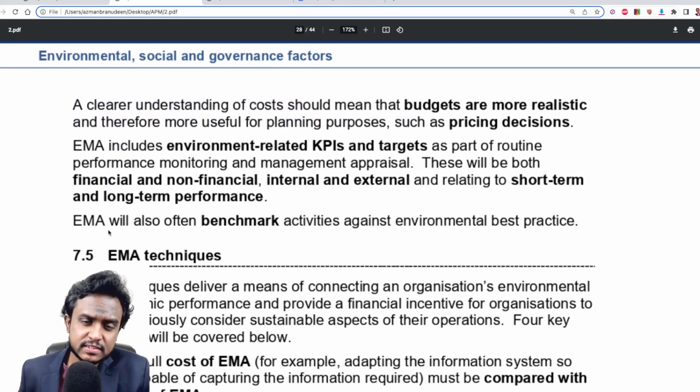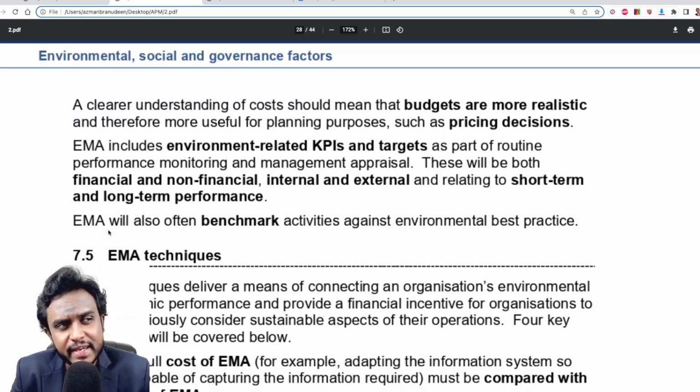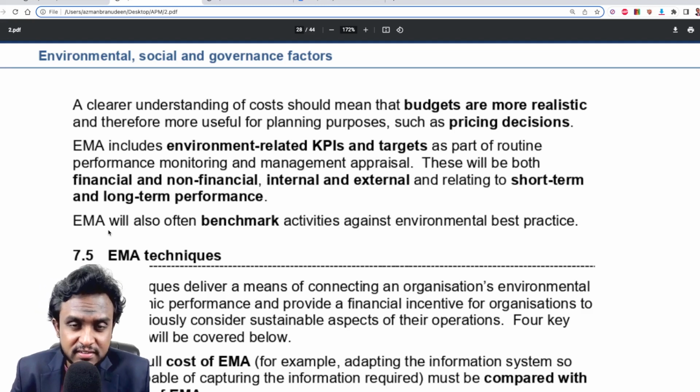In addition to this, as a next step under EMA, you would develop environment related KPIs, just like we looked at previously in the role of the management accountant in ESG. So here, if you're looking at it from an environmental management accounting perspective alone, then you're definitely looking at establishing KPIs and targets and goals and measuring that performance and tracking it and trying to achieve your targets, like the 2040 net zero carbon emission target by Apple.